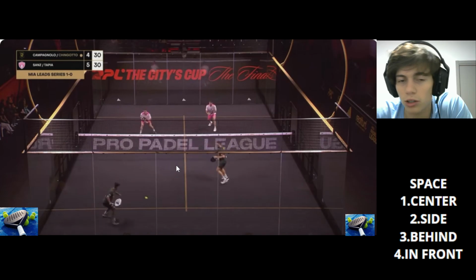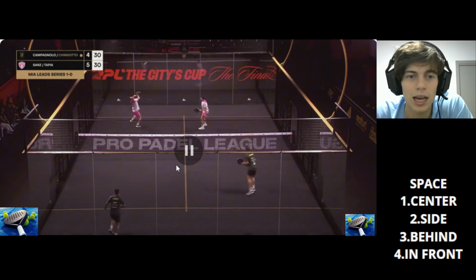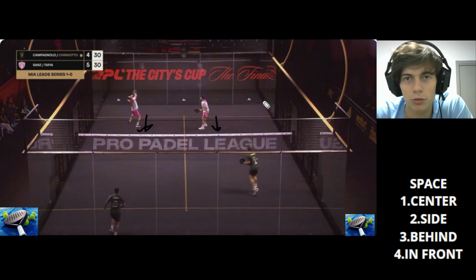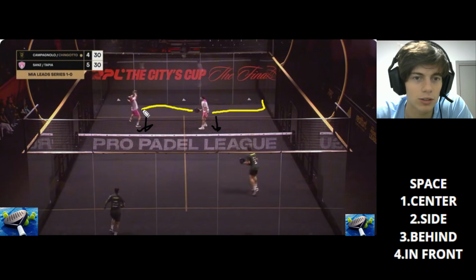Chingotto goes on Tapia basically, but okay. And this is the next concept. If your opponents are both close to the net, that means that behind them, and this depends of course on the athleticism of the players, there is space. So I'll try to make it clear for you. All the zone that is here is space.